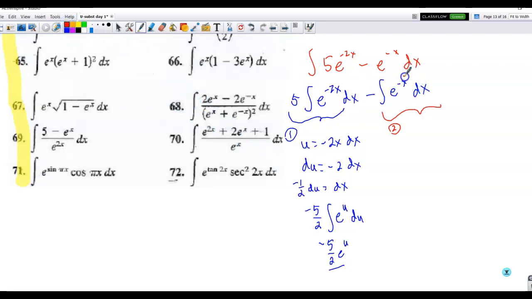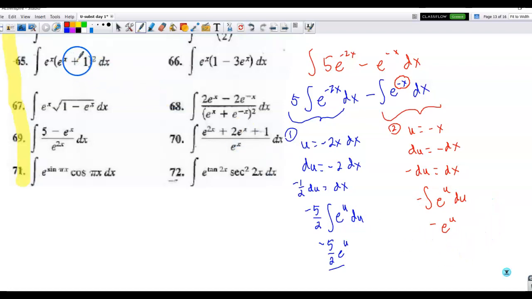For term number 2, since this is not plain x, I'm going to let u equal the power of negative x. du is negative dx. I don't need that negative, so I'm going to divide it to the other side. That becomes negative du is equal to dx. I'm going to rewrite the integral, negative coefficient in the front, and that becomes e to the u. That's nice. So that becomes the opposite of e to the u. And we will put our plus c on there.